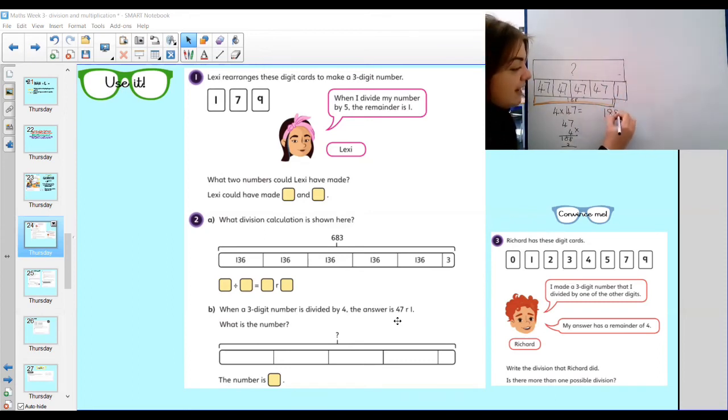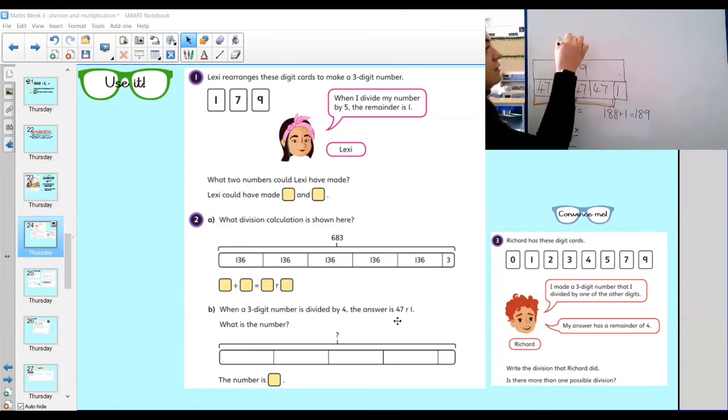I need to do 188 plus, because remember my parts are plus each other. Just for a quick method, that's why I did times. But actually what I'm doing here is 47, add 47, add 47, add 47, add 1, which then gives me 189, which I think is my answer. How can I check my answer? I'm going to use my short division. So if I do 189 and divide it by 4, looking at the question again, I should get 47 remainder 1.